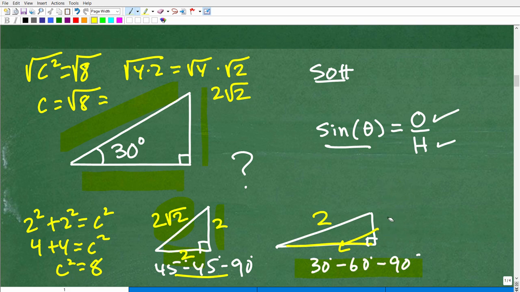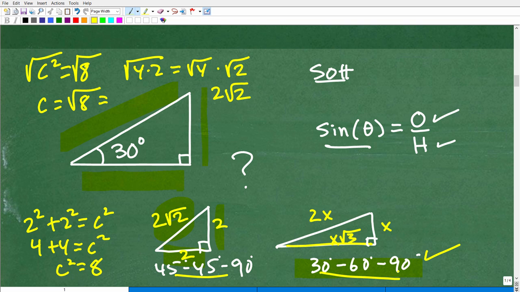And I can write this as a nice little formula like so. Let me actually do that now. If this is x, this is 2x, and this is x times the square root of 3. Okay, so you may or may not have seen these formulas, but you need to know these special right triangles.